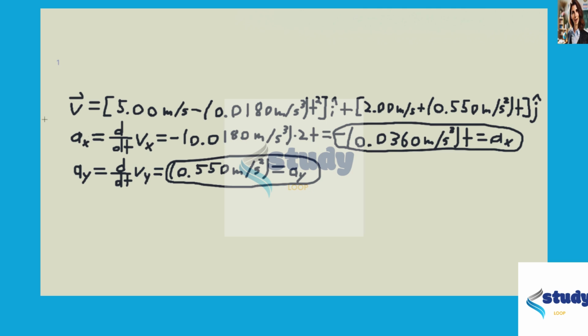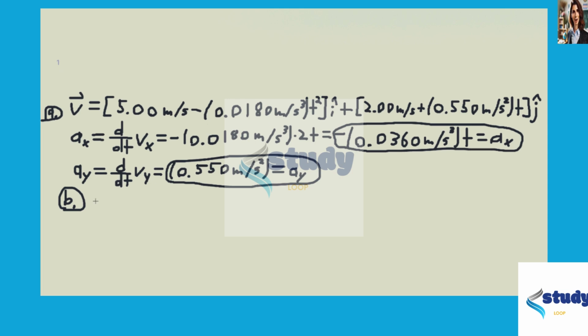All right, so this is part A. Now for part B, it's asking what are the magnitude and direction of the car's velocity at t equals 8 seconds. So we want to find the velocity at t equals 8 seconds. All we have to do here is use the velocity function and plug in t equals 8. If we do that, we'll get the velocity for the x direction and y direction.